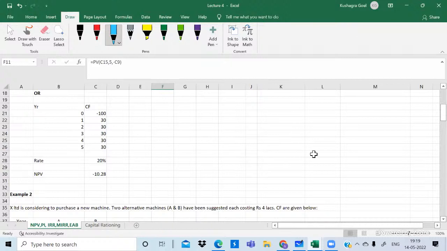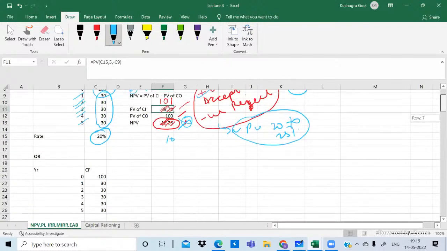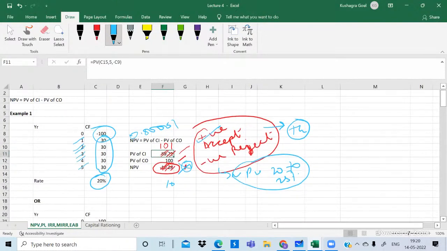The question is, does 20 to 25% mean NPV should be greater than 20? Yes. When I say your NPV should be at least 20 to 25% of your initial investment, what's your initial investment? Initial investment is 100. So this number, that is NPV, present value of inflow minus present value of outflow, should be at least 20 and above.